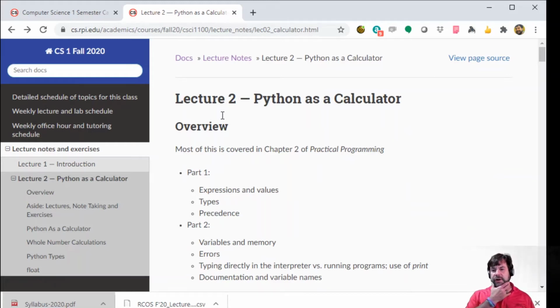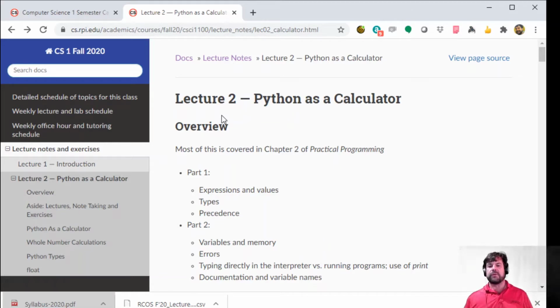So I want to get started with the lecture today. We're going to have basically two sections. The first section, we're going to just talk about expressions, values, types, and precedence, just how values are managed in Python. For those of you who are familiar with languages, you probably have a good idea for this.